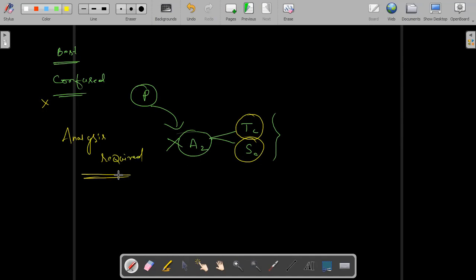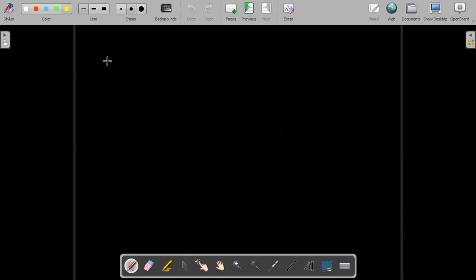Okay, so this is what. Clear? I think everybody is clear. Fine. So this is the reason why analysis is required. Now let's talk about time complexity. We are going to discuss time complexity here. Okay, everybody's here. So we are talking about time complexity.